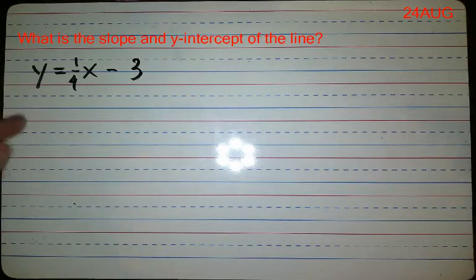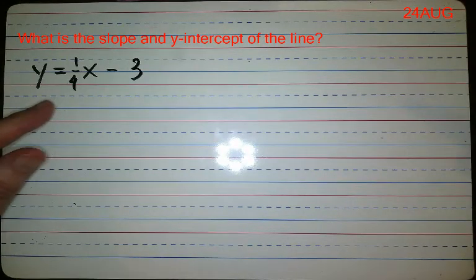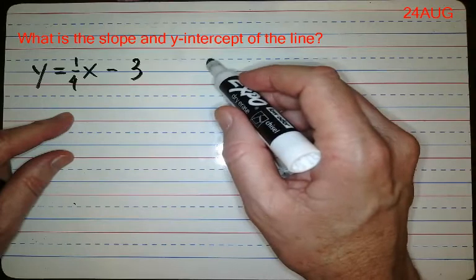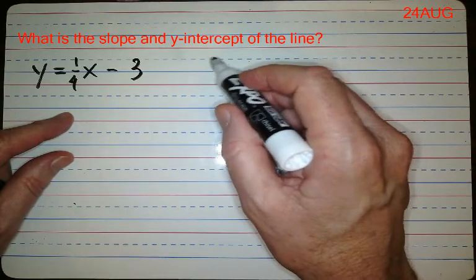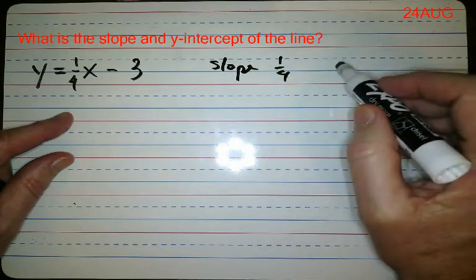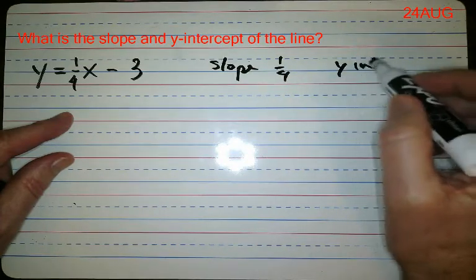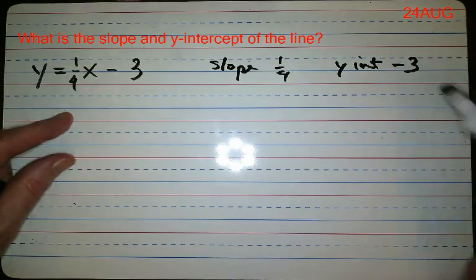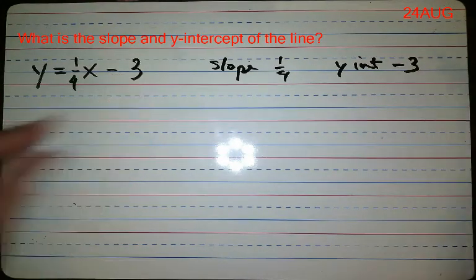Now then, the number in front of x is always the slope. So whenever they want to know slope, it's just 1/4. Y-intercept is -3. Remember, that sign goes with the number.